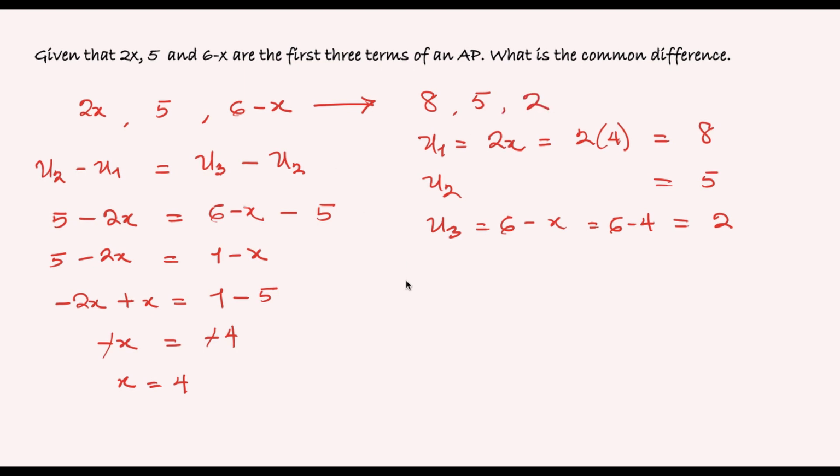So our common difference in this case, d, don't forget that d is equal to u2 minus u1. So u2 here is equal to 5, and u1 is equal to 8. So this is minus 3. So our common difference is minus 3.